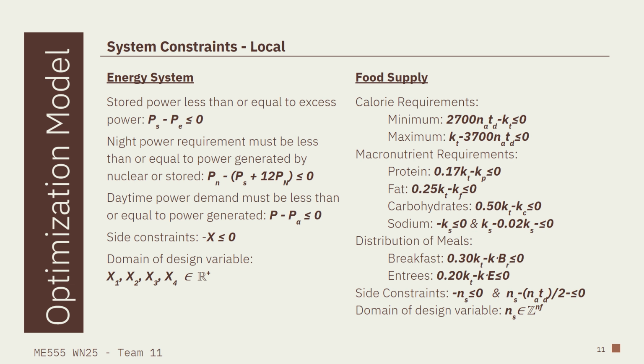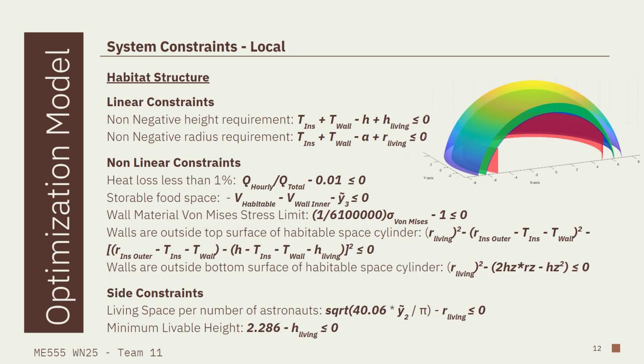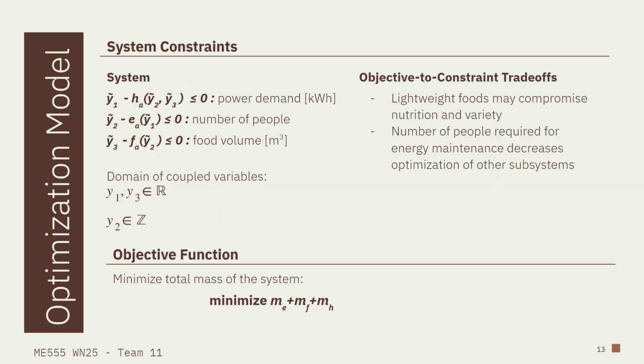Starting again with the local. The energy system constraints define the relationship between power generated and power demand. The food supply constraints include calorie and nutrition requirements. And the habitat structure constraints make sure that the structure satisfies its dimensional, thermal, and structural requirements while providing enough storage space. Our system-level constraints on power demand and food volume are continuous and real, while the number of people is a positive integer. Lastly, our objective function is to minimize the sum of the 3 subsystems' mass.